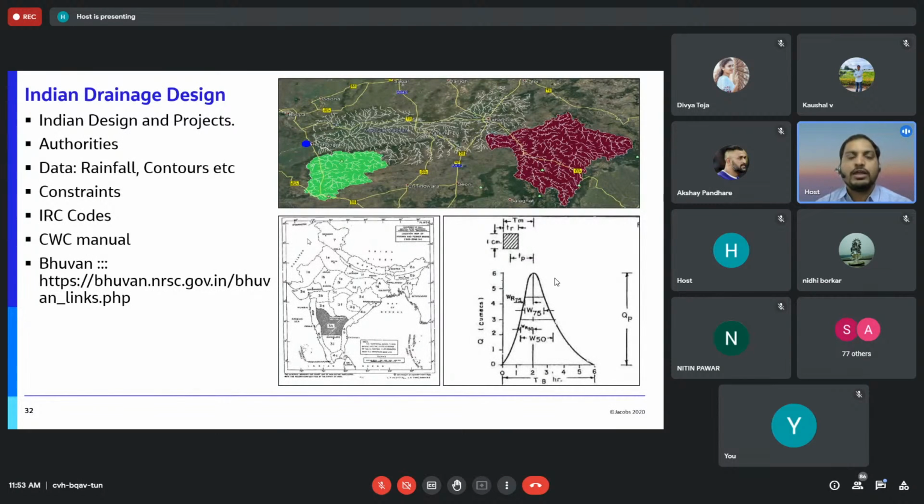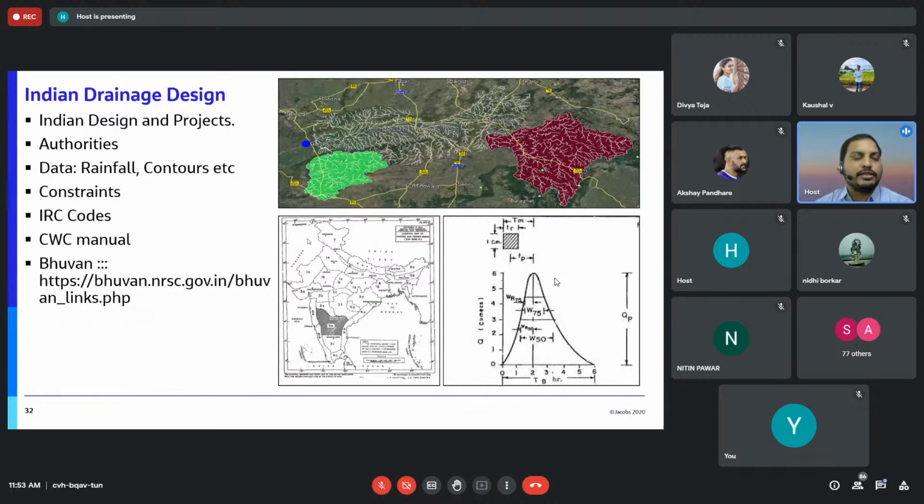Now with respect to constraints, we have a constraint regarding the outfall location also, because our rivers, our ponds, our natural outfalls are now polluted, and we cannot discharge directly into that particular stream. So this constraint also we need to take care of while designing the Indian drainage system.